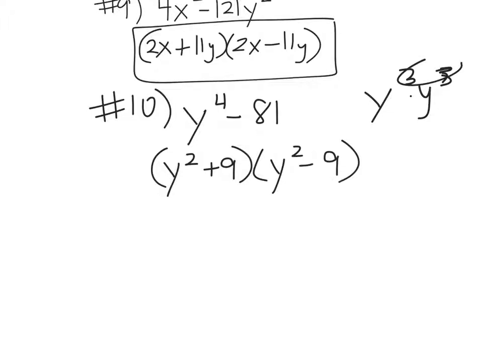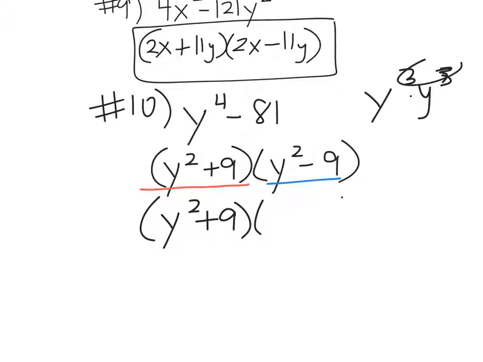Okay, now here's the thing. This right here is done. People think that that factors as y plus 3 times y plus 3. Those people are wrong, okay? Because that would end up with a 6y in the middle. There's no middle term here. This, however, you can keep going. So leave this as y squared plus 9.